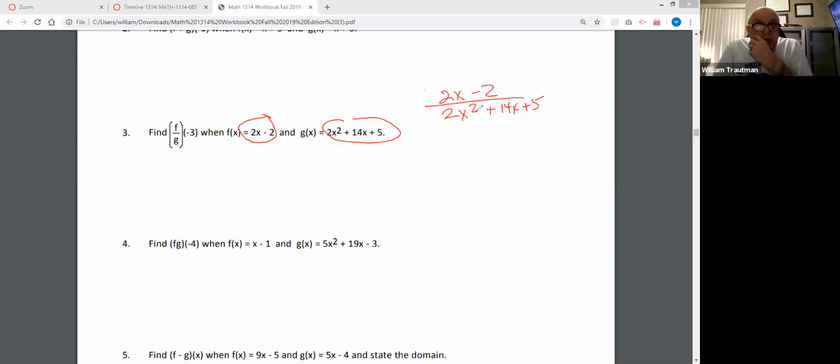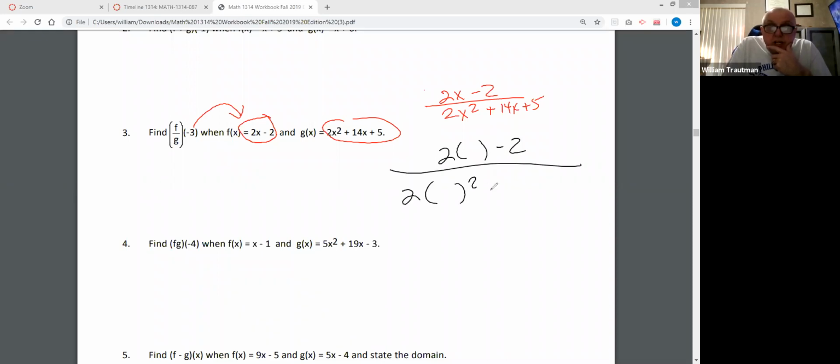So there's a couple of ways of doing it. You're plugging negative 3 into the x. That's what it says. So I'm just going to go ahead and do this. Let me erase it and try it differently. So it's 2 times x minus 2, over 2x squared plus 14x plus 5, and we're putting negative 3 everywhere we see x.